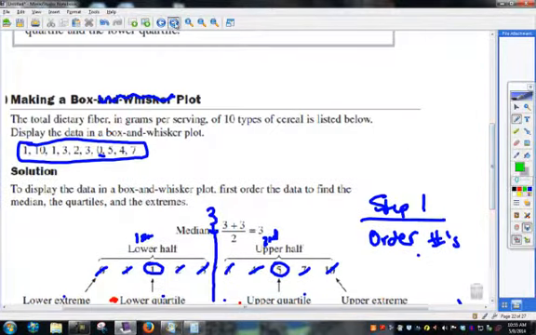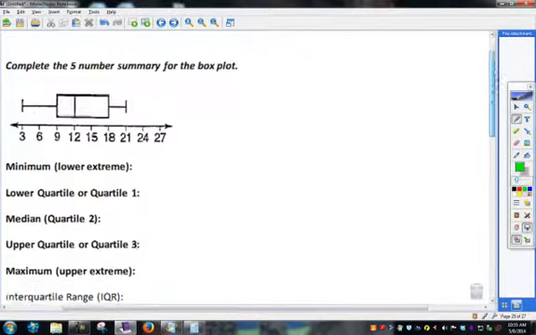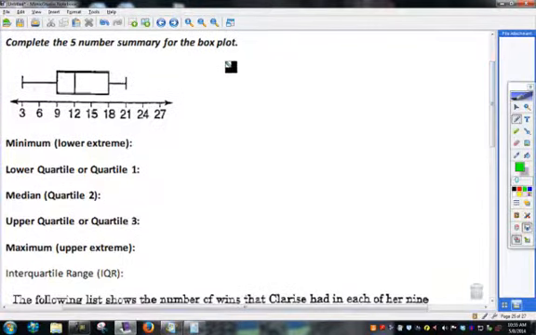I know I just threw a ton at you right there. Let's see if we can do one on our own now. Okay? Complete the 5-number summary. Well, I told you that in a box plot, that is always the minimum. So we know that's 3. This one here is always the quartile 1 or the lower quartile. So that is 9. The median is always where this line goes through the middle of the box, or somewhere near the middle of the box. That's going to be 12. The upper quartile is going to be 18. The maximum, or the upper extreme, if you want to call it that, is 21.